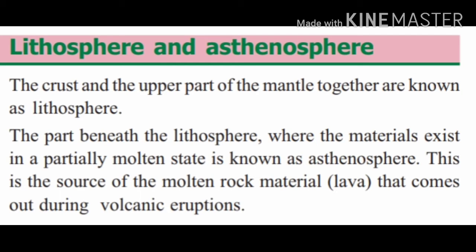Now let's check what is lithosphere and what is asthenosphere. Here the crust and upper part of the mantle together are called lithosphere. The part just beneath the lithosphere where the materials exist in a partially molten state is called asthenosphere, where the temperature is high. This is the source of lava that comes out during volcanic eruptions.